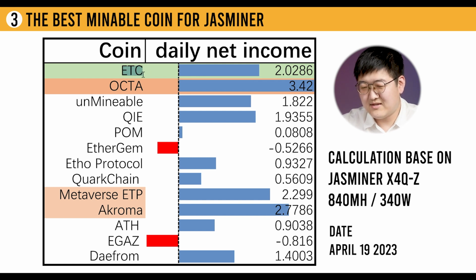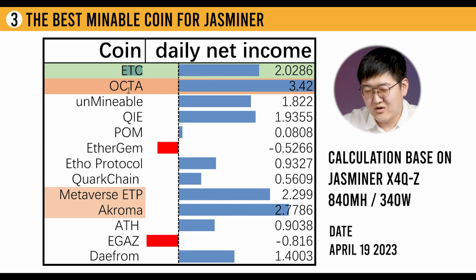So ETC, for your reference, is the most recommended ETC hash token for you to mine right now, especially for Jasminers. For the Jasminer X4Q-Z model, 840 megahash per second, 330 watts, your daily mining income of ETC is slightly over $2 per day.